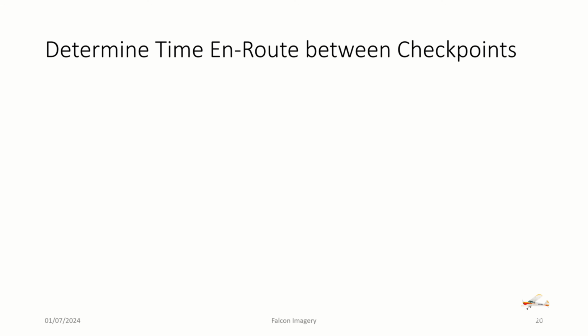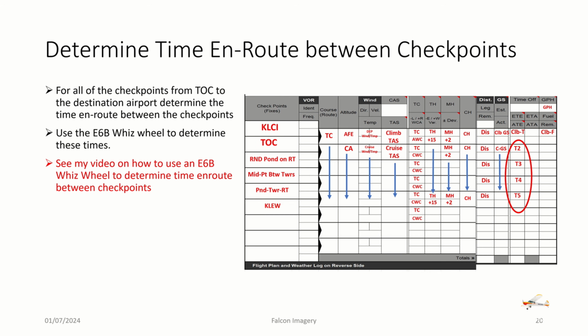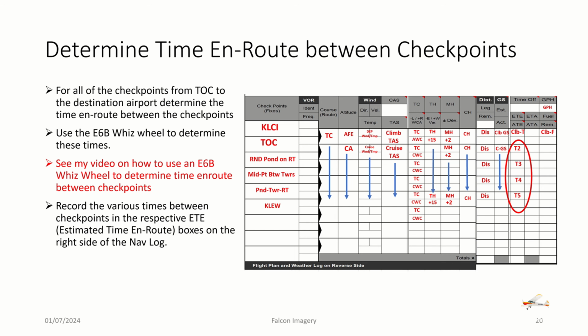Next, determine the time en route between the checkpoints. For all the checkpoints from top of climb to the destination airport, determine the time en route between the checkpoints. Again, use the E6B whiz wheel to determine these times. I've got a separate video on how to use the E6B whiz wheel to determine time en route between checkpoints, so check that video out. Record the various times between the checkpoints in the respective estimated time en route boxes on the right side of the nav log.